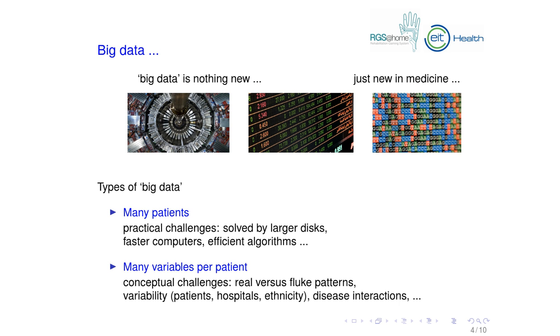In addition, when we have many variables and complex data, we have to start worrying about variability. And I mean variability across different hospitals, for instance, where they use slightly different machines, where they use slightly different protocols, where the ethnic composition of the patients is slightly different. And we have to worry about things like disease interactions.